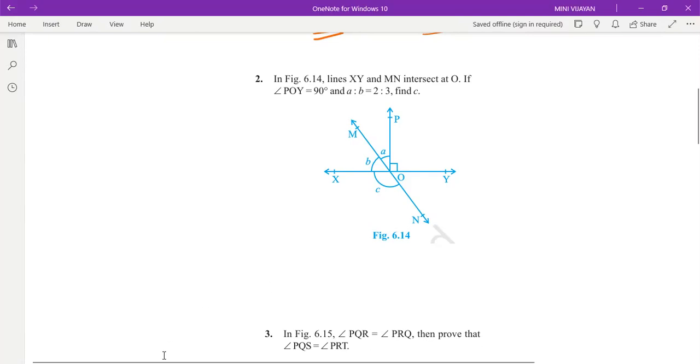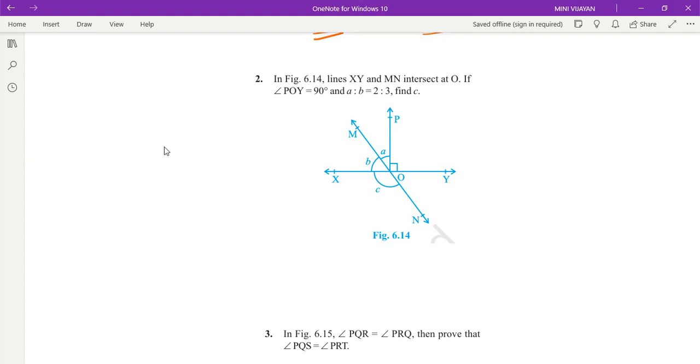We were discussing the exercise questions of chapter 6. So we explained the first question. Today we are going to explain the second question. Okay, so how to solve the second question?